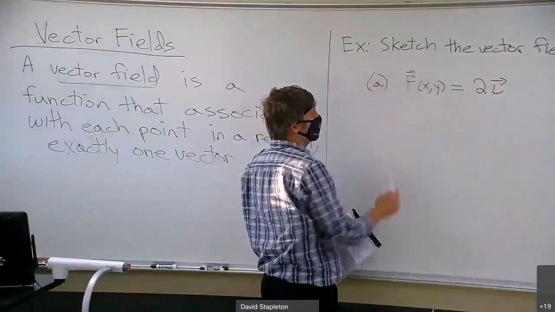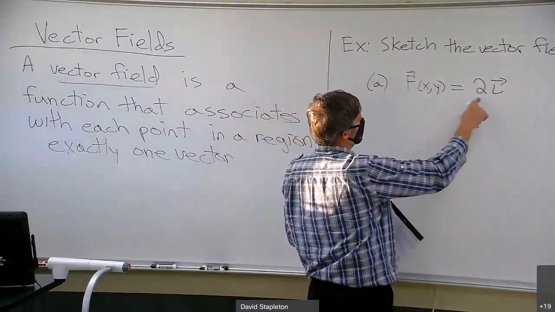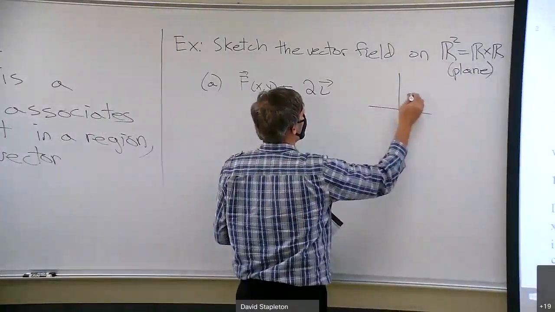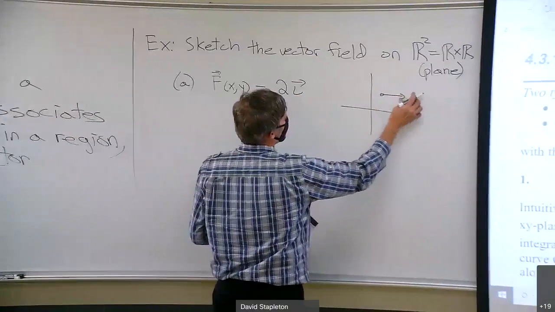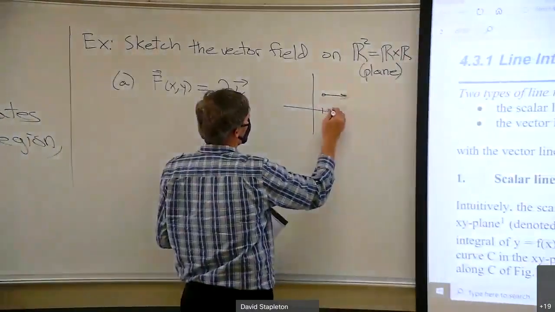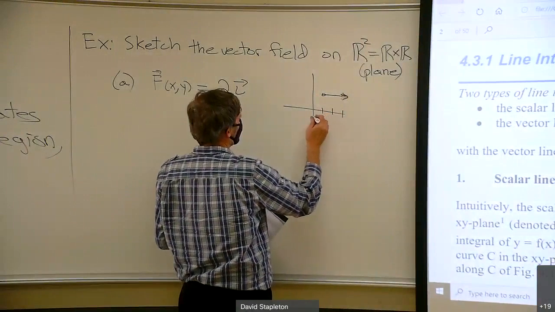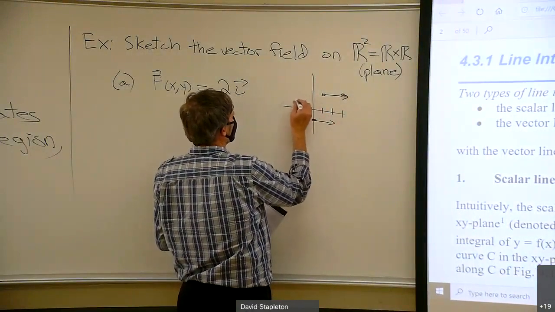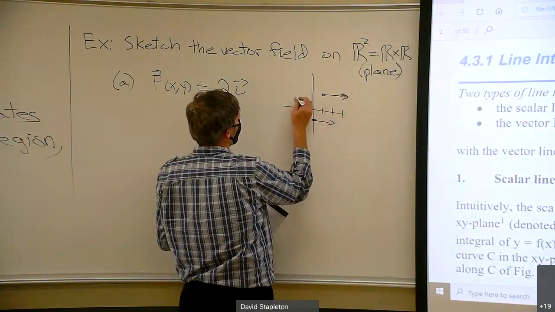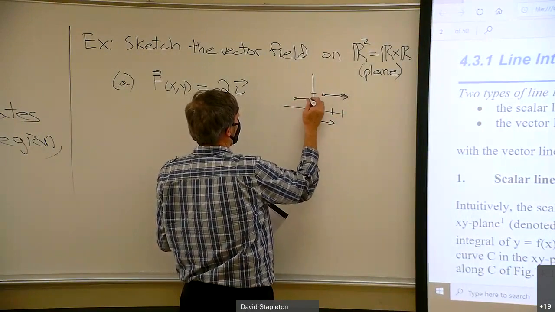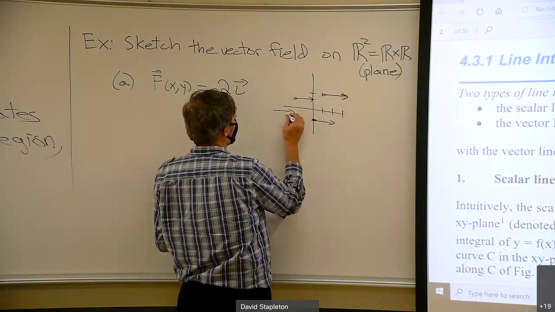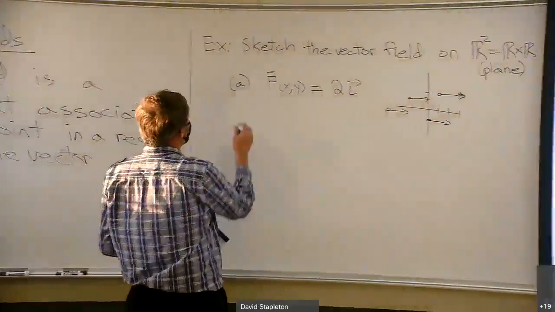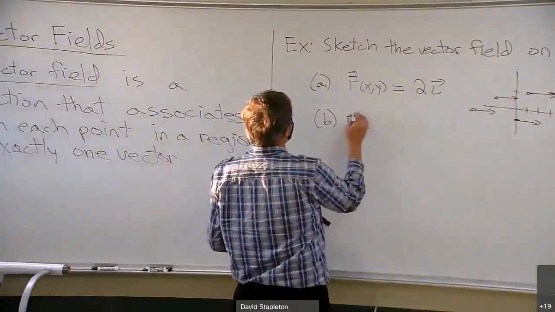What do you do? You just sketch a vector of length 2 in the x direction at each point, right? So here's this one. If this is 1, 2, 3, make a vector of length 2 there. And what you do is you just go through and sketch some representatives. And so there are some representative vectors. You just sketch a vector 2 units to the right at each point.